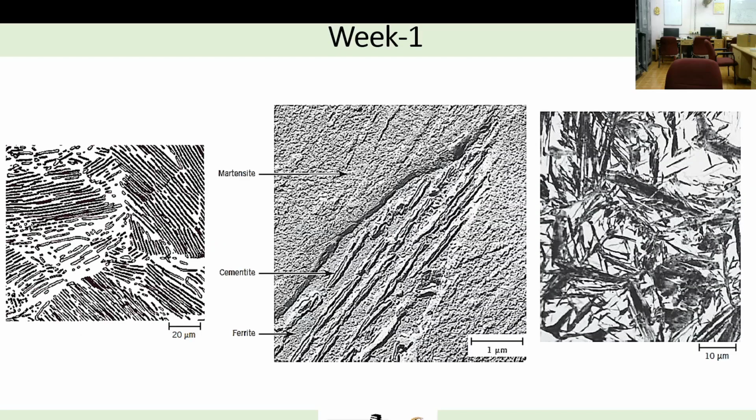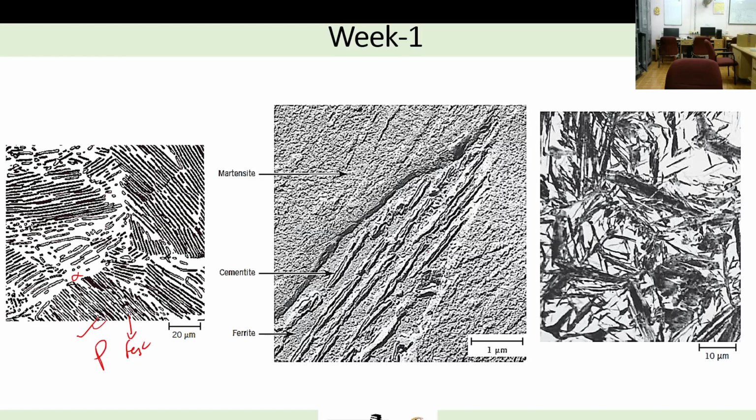Now coming to the microstructure, how they look like. This is how pearlite will look like. It will be like a fingerprint. If you give your fingerprint, it will look like this. The white phases are nothing but ferrite, and the black phases are nothing but Fe3C. So lamellae of ferrite and cementite. This is how pearlite will look like.